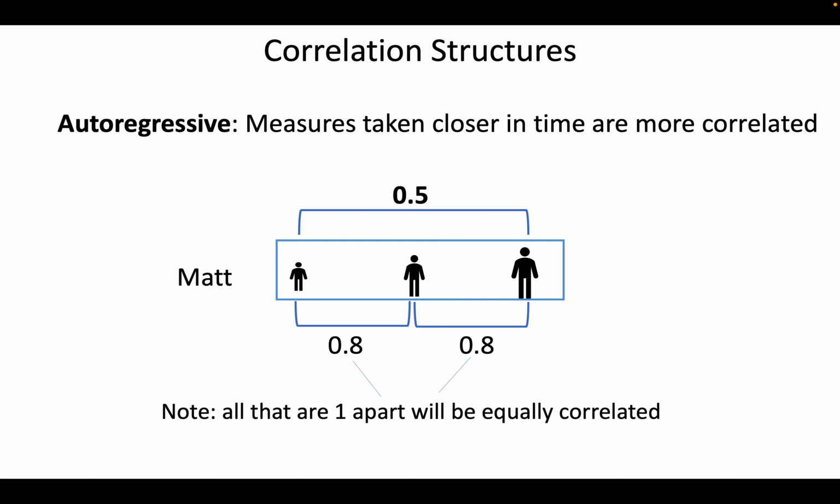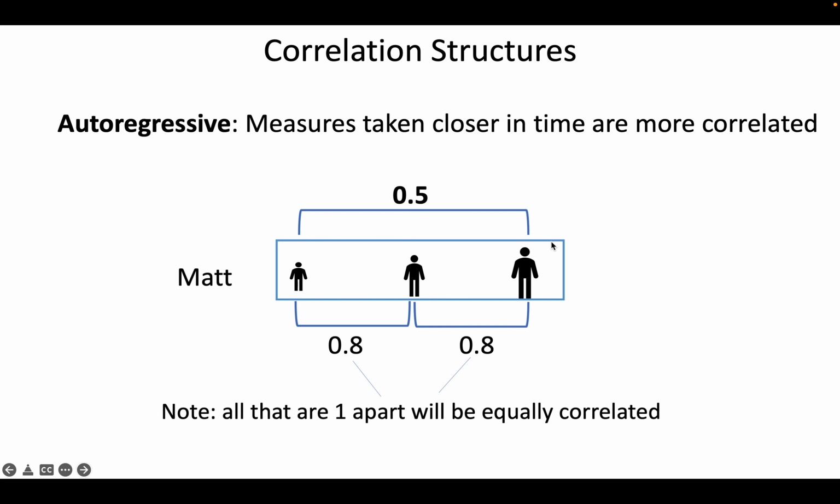Autoregressive is a little more realistic, where measures that are taken closer in time are more likely to be correlated. So the first height and second height is 0.8, and the second height and third height is 0.8. They're fairly highly correlated, while the third and first are less correlated, because they're taken farther apart in time. Something to note with this is, let's say there were 5 measures or more. Every pair that's one measure removed is always going to be 0.8. And anytime there's 2 removed, if we had a third one here, that would also be 0.5. There's one value for 1 measure removed, and a whole other one for 2 measures removed.